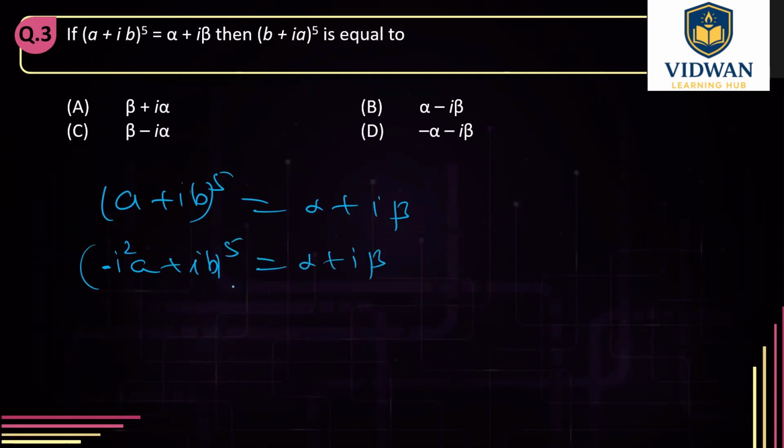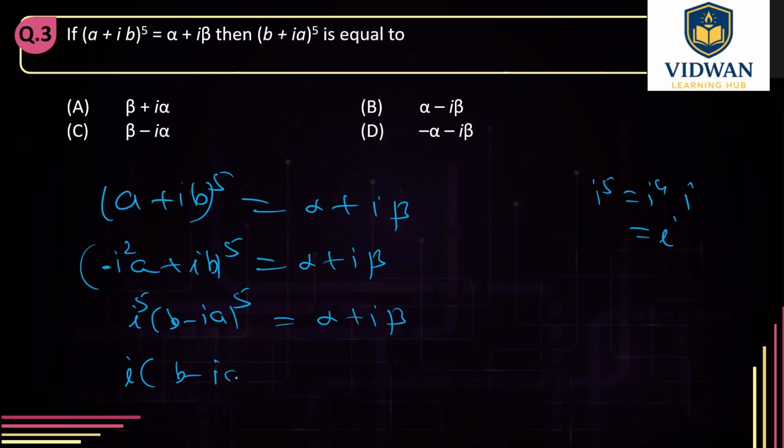Now you can see that in both the terms, if you take i common, you'll get (b minus ia). And whole power 5 is there. So power 5 for this, power 5 for this, you can write separately. And what is the value of i^5? i^5 is basically i^4 into i. Since i^4 is 1, you can write i itself. So this is i into (b minus ia)^5 is equal to alpha plus i beta.